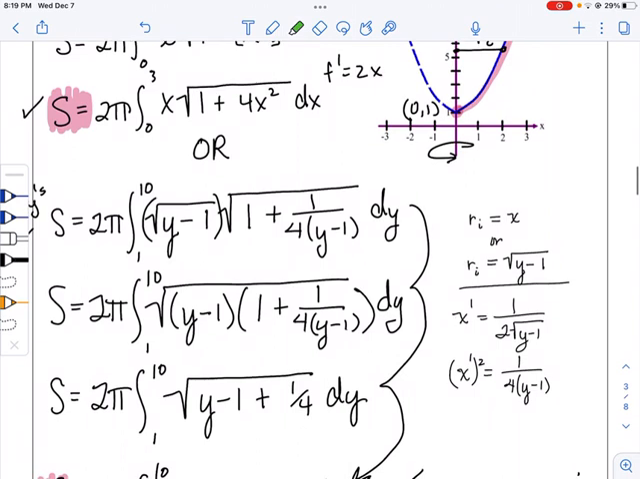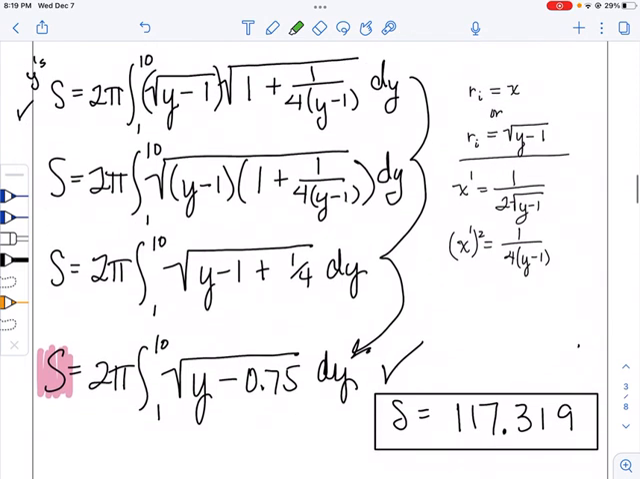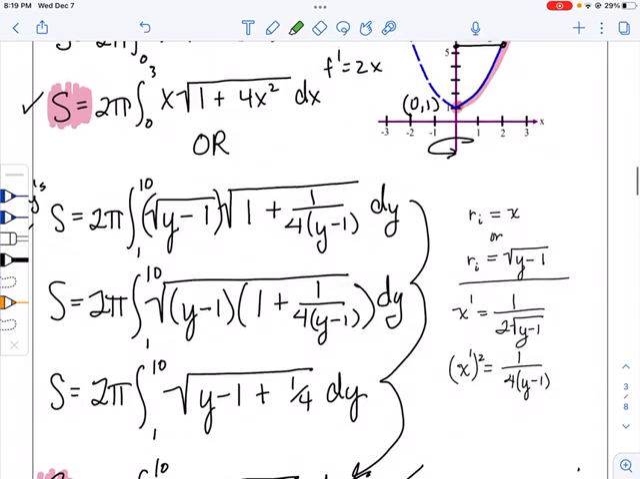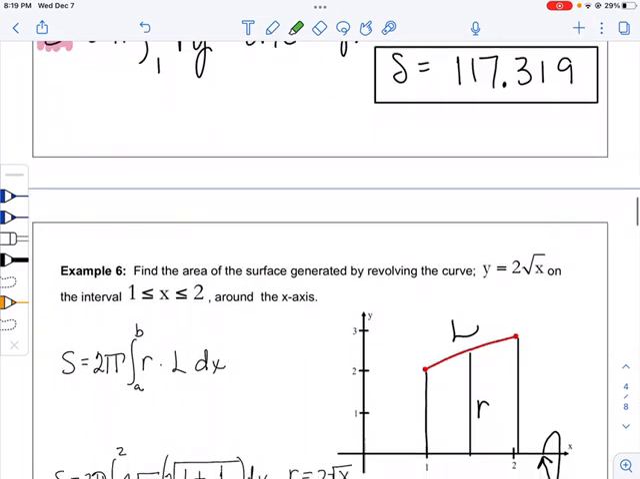I'm going to pause for a second so you can stop your video if you wanted to. And you can see the work on the side where we have x prime squared, and plug that in. And we get a nice integral of the square root of y minus 0.75. Both ways it turned out to be 117.319, I believe, right?